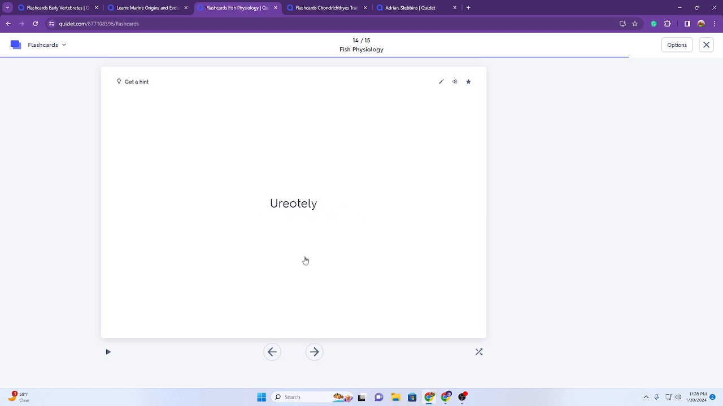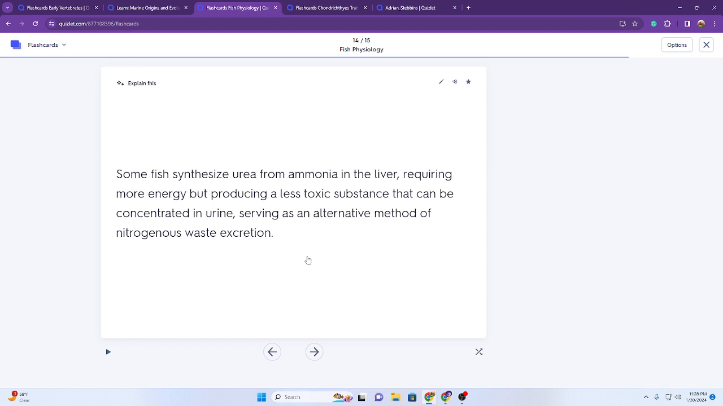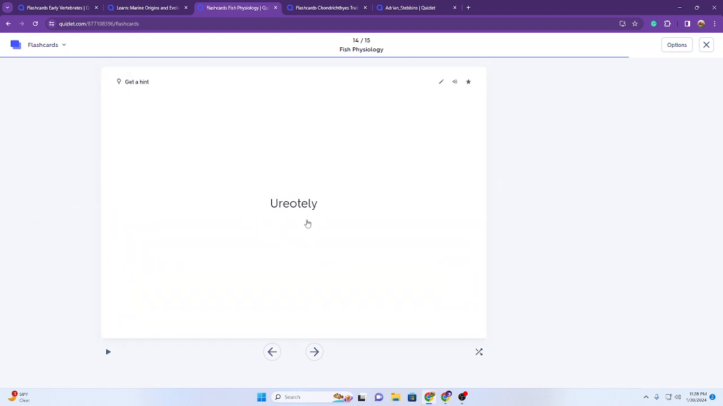Now, our ureotely is the synthesis of urea from ammonia in the liver, requiring more energy but producing a less toxic substance that can be concentrated in urine, serving as the alternative method for nitrogenous waste. So just remember this one, if it has a ureo, it's going to cost energy.